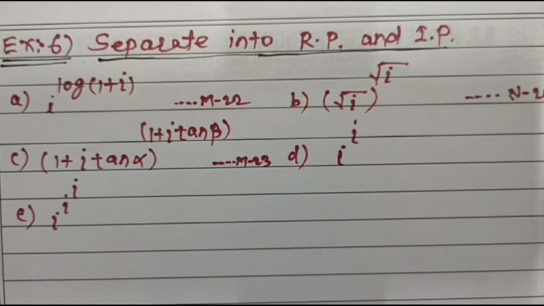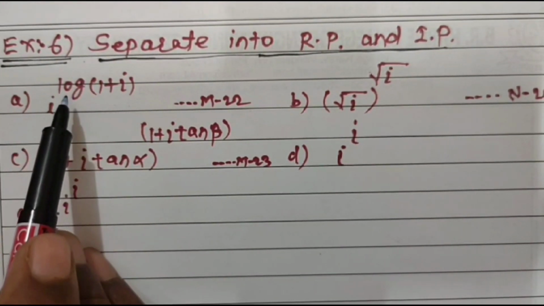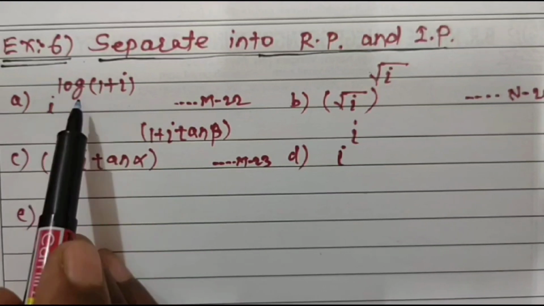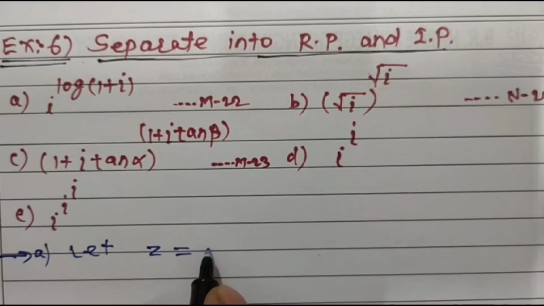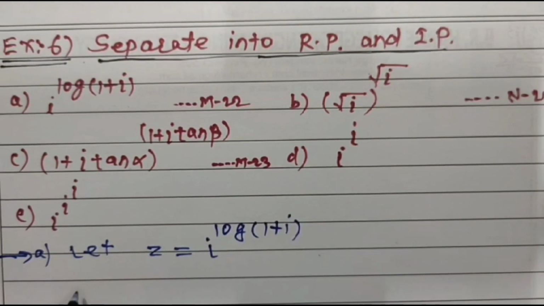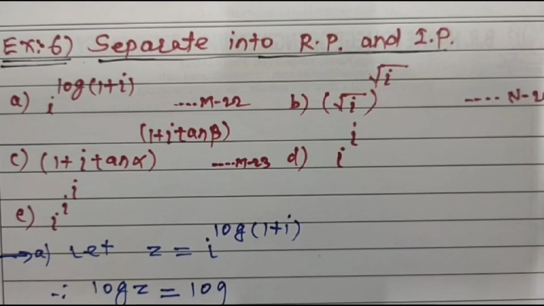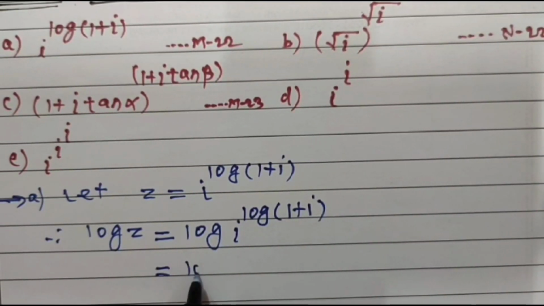Separate into real part and imaginary part. First problem, i to the power log of 1 plus i. We have to separate its real part and imaginary part. Let z be equal to i to the power logarithm of 1 plus i. Hence log z is equal to logarithm of i to the power logarithm of 1 plus i, and this is equal to logarithm of 1 plus i into log i.